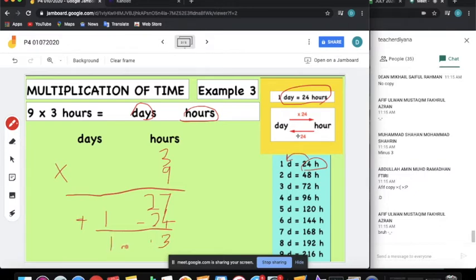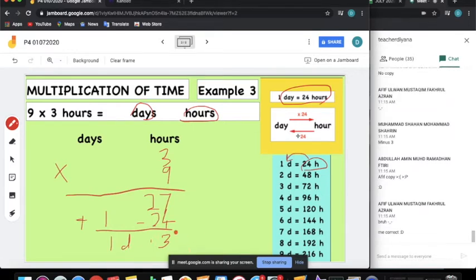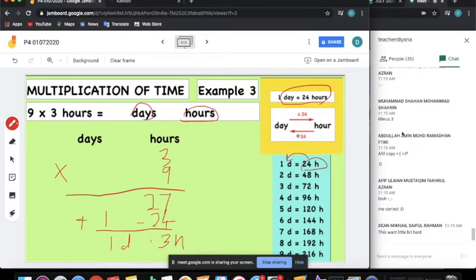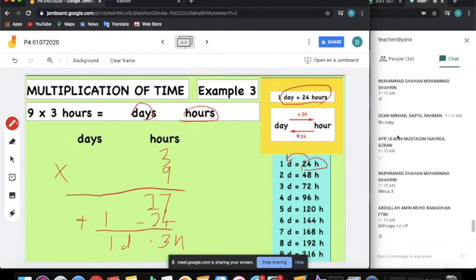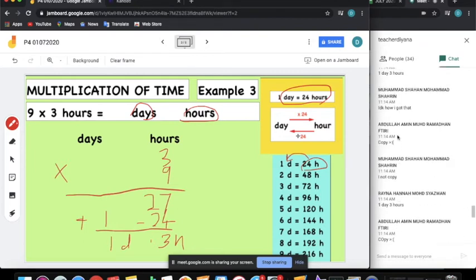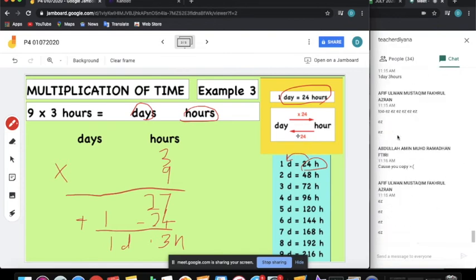So good job for those who answered 1 day, no S, and then 3 hours. Very good. A little bit hard, easy lah. You just convert. If the hours are more than 24, you look at how many you can take from the hours to convert into days. Okay? The most important thing is that you know this one. Alright, very good for those who gave me the answer at the chat box. Let me check. 1 day, 3 hours. Okay, good. Everyone, 1 day, 3 hours. Okay, good.